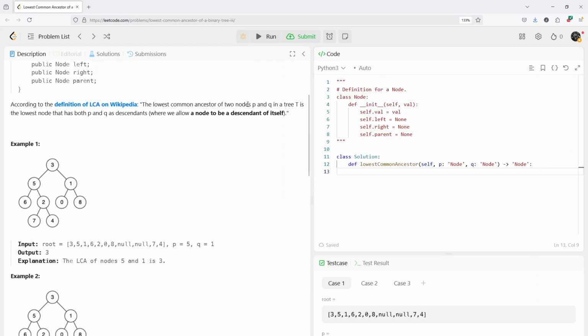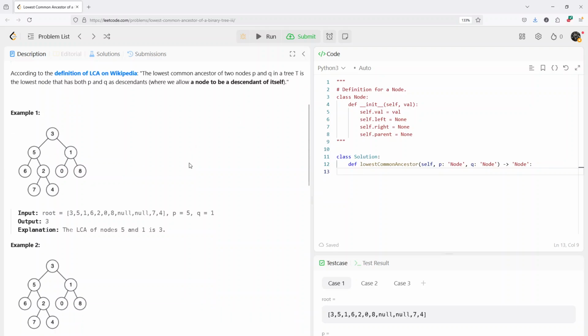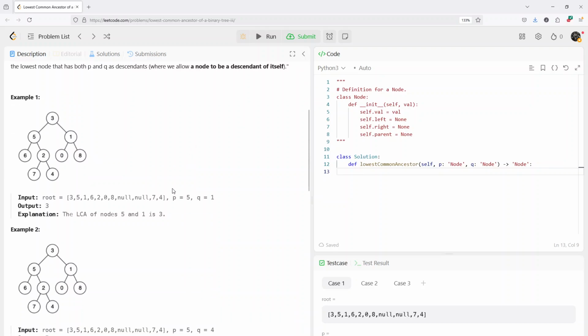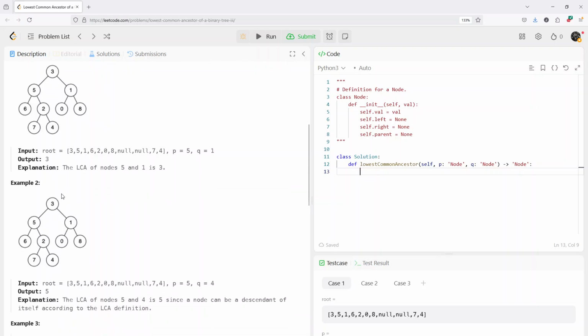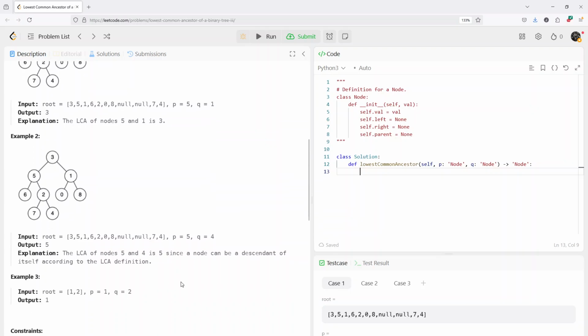Lowest common ancestor is the lowest node that has both P and Q as descendants, where a node can be a descendant of itself. So we're given this 5 and 1. So 5 and 1, their common ancestor that's the lowest would be the 3 here. And then in this tree, 5 and 4, 5 would be the lowest common ancestor. Okay, and if you have just 1, 2, then it's just the number 1.